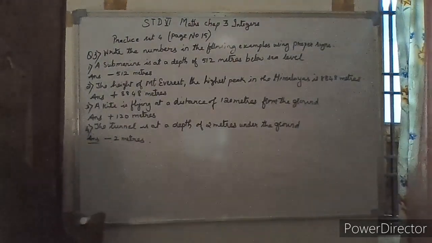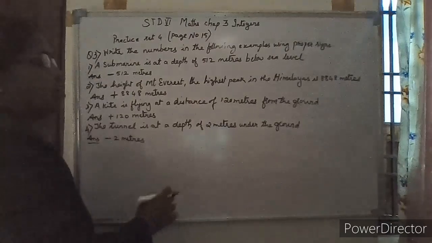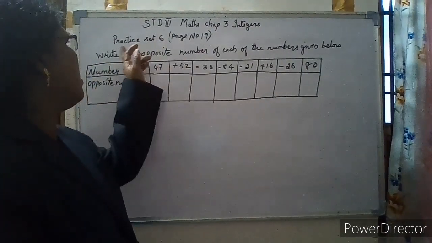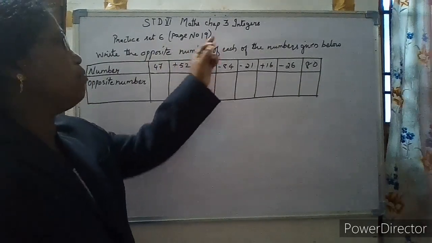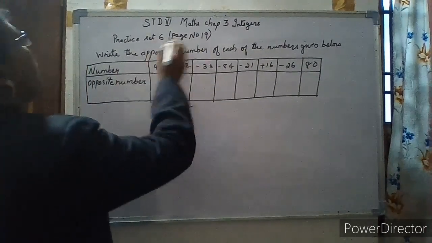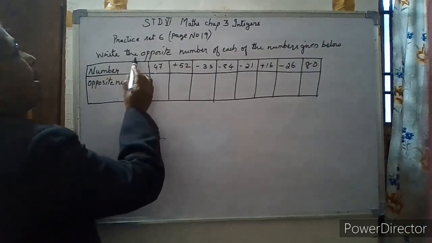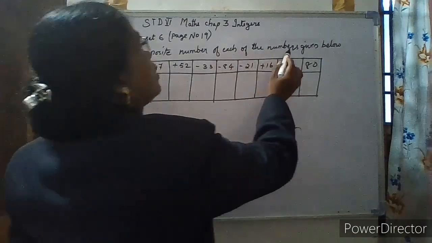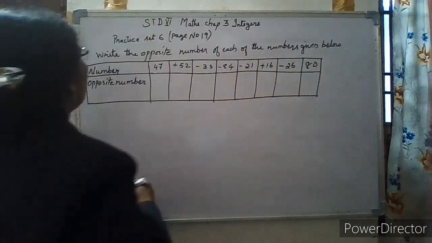So this practice set 4 is completed. Now let us start with practice set 6. Page number 19. Look at this. Write the opposite numbers of each of the numbers given below. Opposite numbers.